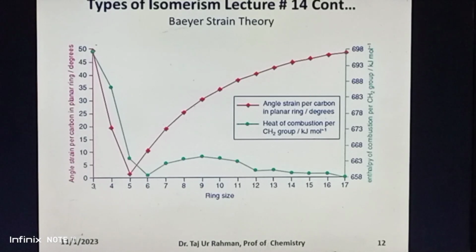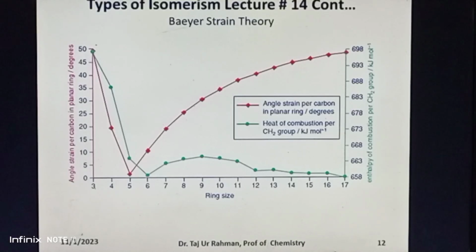Points to be noted in the green colored graph: the greatest strain is observed in 3-membered cyclopropane, which decreases rapidly with increase in ring size and reaches a minimum at cyclohexane and not at cyclopentane, as was predicted. The strain then increases and reaches a maximum at nonane and then decreases once more.